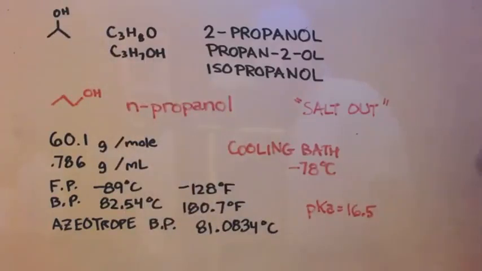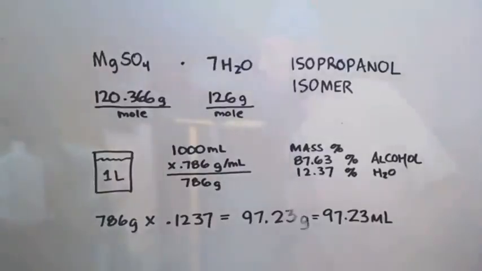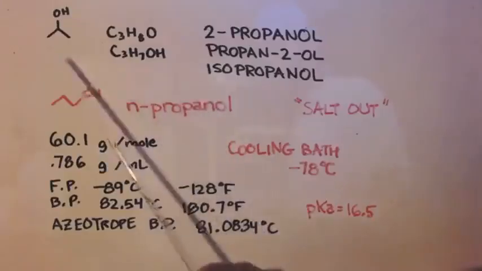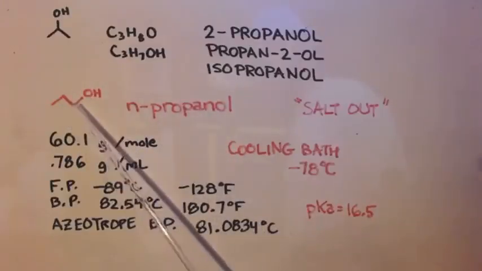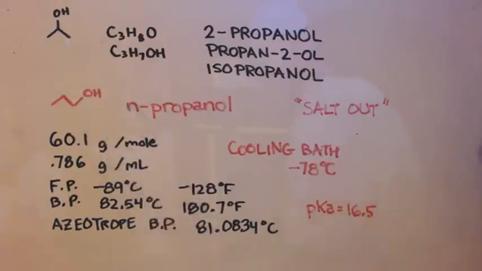Sometimes they call it iso. Sometimes if it's the second one, it's sec. I want you to look at the word isopropanol and the word isomer. Look at how they're similar. That's because isopropanol is an isomer of N-propanol. It's a normal propanol. But that's the difference. See how this one it's on the end, and this one's on the second one.